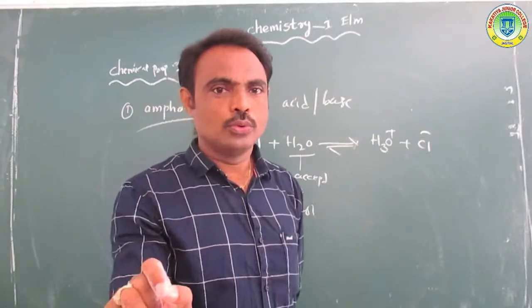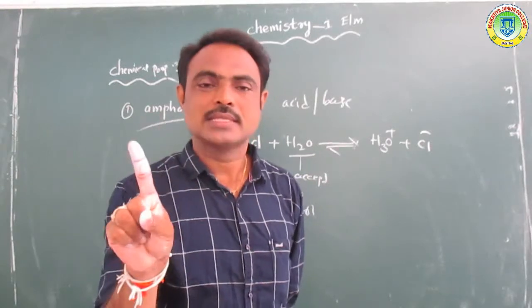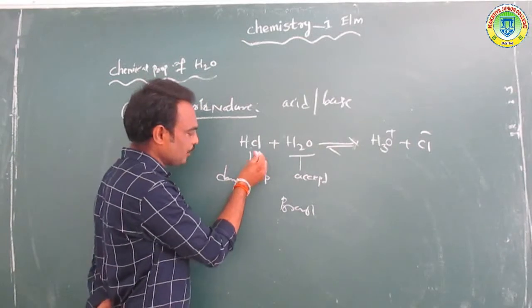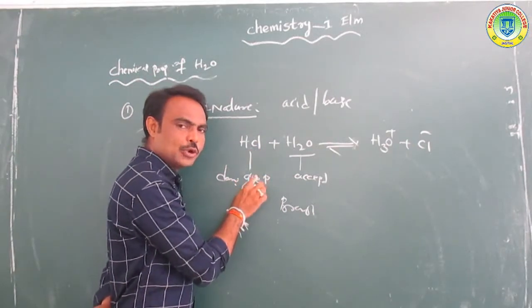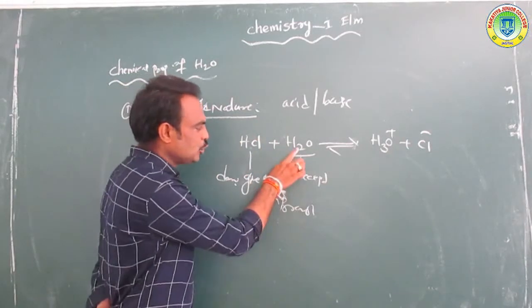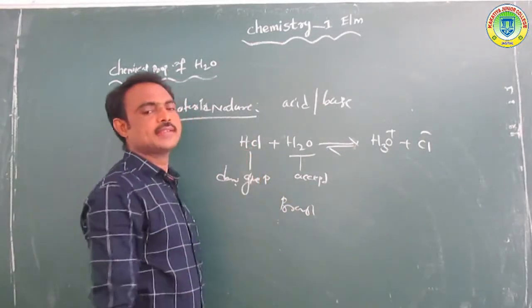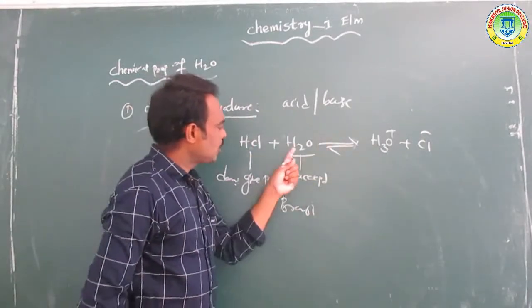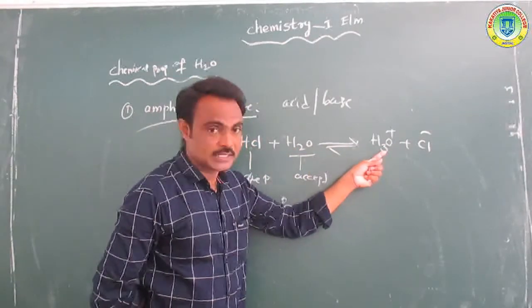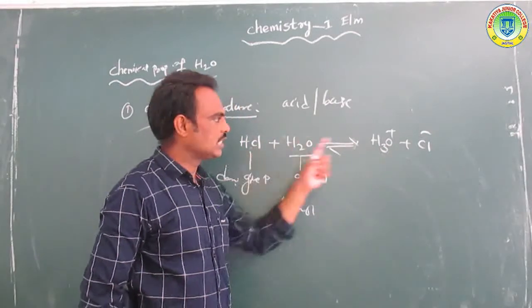Which compound accepts the proton, that compound is called a base. So in this reaction, HCl donates one proton to the water molecule. H2O accepts one proton from hydrochloric acid. So listen, H2O accepts one proton and is converted to H3O plus. HCl loses one proton, so it donates one proton and is converted to Cl minus.